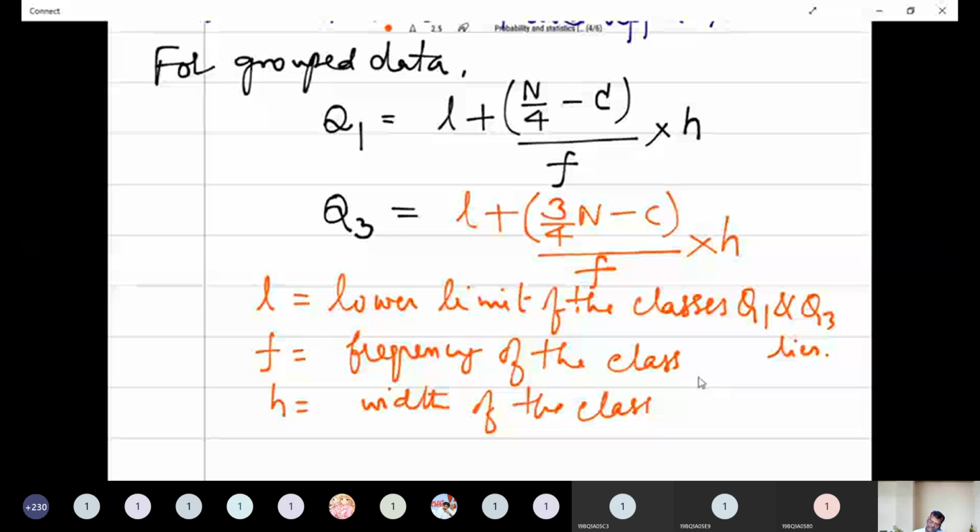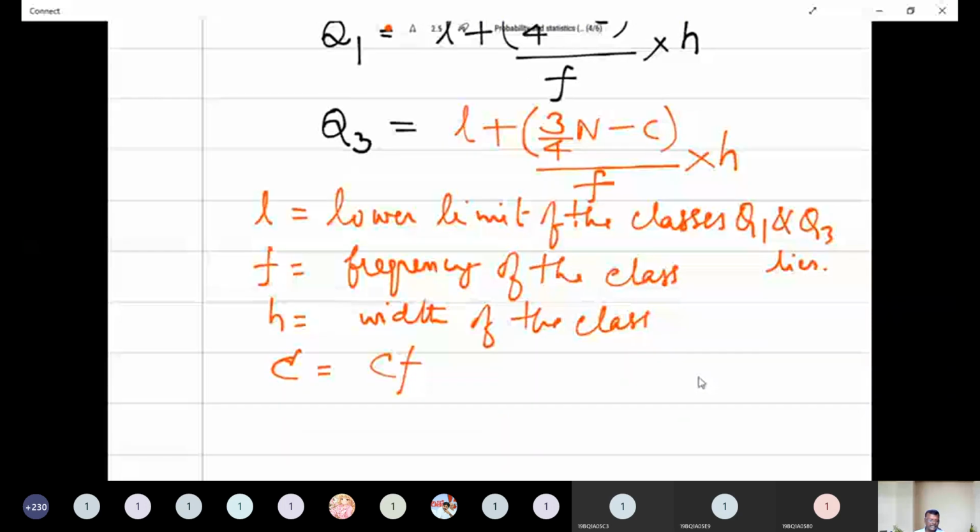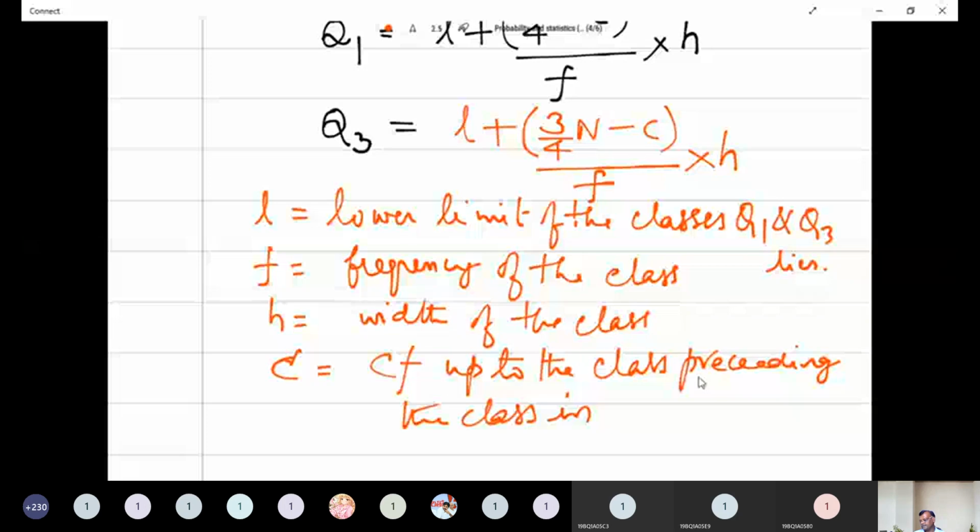And C, that is very, very important. C is equal to the cumulative frequency up to the class preceding the class in which Q1 and Q3 lie. Q1 is related to the first one, Q3 is related to the second one.